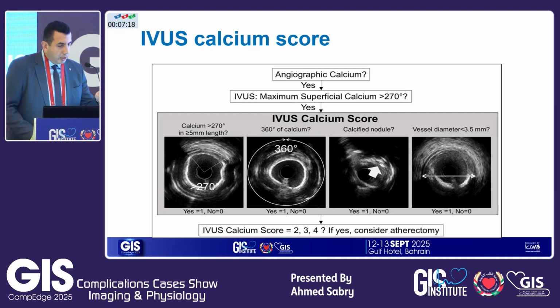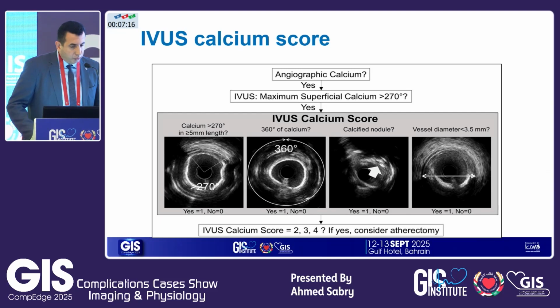Then we also need to know the IVUS calcium score. According to the angiogram, if there is calcium, the next step is IVUS. If the maximum superficial calcium is more than 270 degrees and more than 5 millimeters in length, it gets a score of 1.